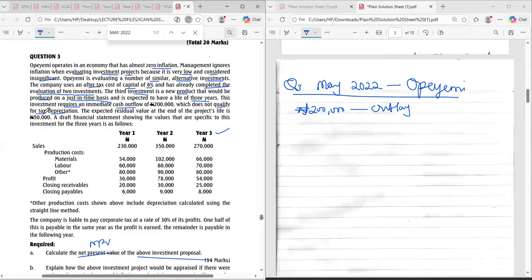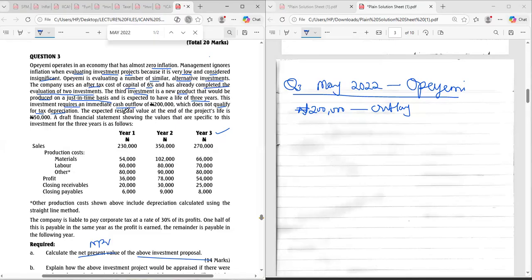And they are telling you that it does not qualify for tax depreciation. It simply means that the investment would not be depreciated. There's no capital allowance on that investment. That's what it means technically. There's no what? Capital allowance on that what? Investment. The investment does not qualify for tax what? Depreciation. Does that make sense now? So forget anything about tax depreciation.